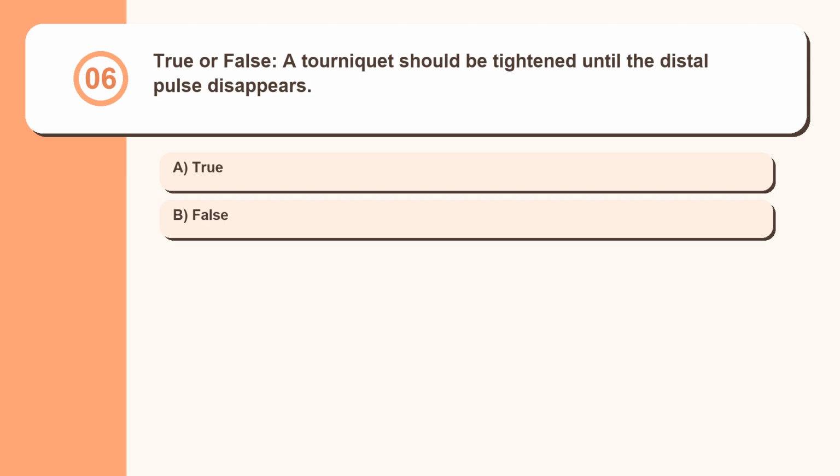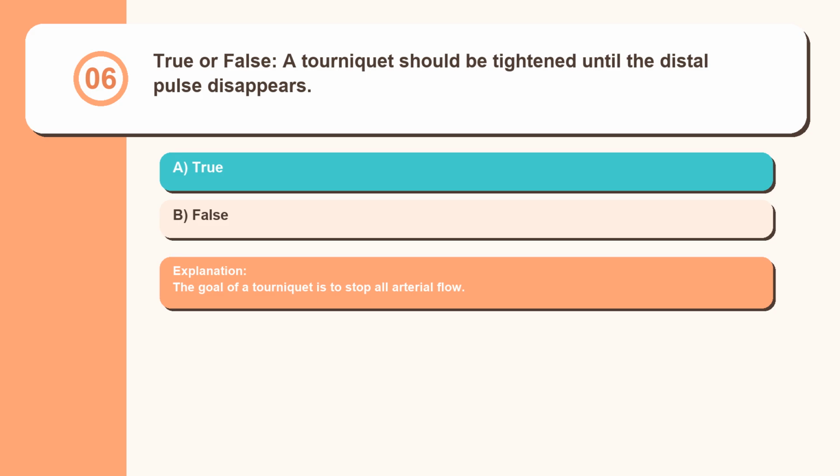Question 6. True or false, a tourniquet should be tightened until the distal pulse disappears. True, false. The goal of a tourniquet is to stop all arterial flow.